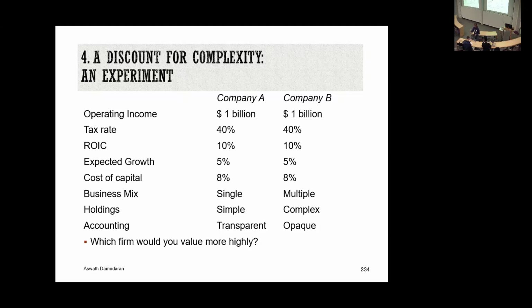Simple company, complex company. And I started the class with the question, which one would you pay more for? And in a traditional textbook, the answer is they're both worth the same because the numbers are the same. I'll tell you when this became an issue in this class. In the late 90s, there was a company called Tyco. Tyco was a conglomerate that grew through acquisitions, had a gigantic accounting scandal.